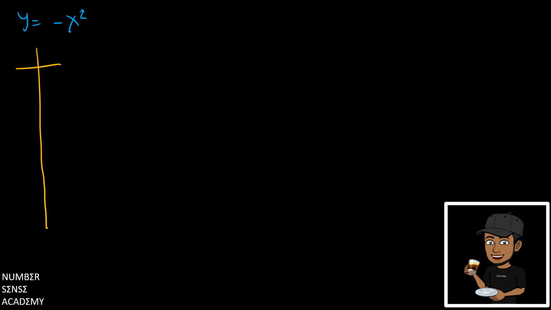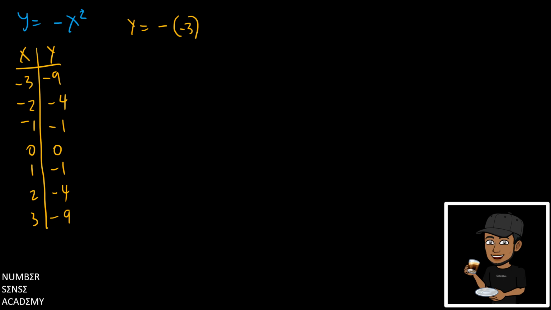So if I have x, y, and I'm going to pick points -3, -2, -1, 0, 1, 2, 3. My y values are going to be -9, -4, -1, 0, -1, -4, -9. The reason why these values are negative is because I'm taking the negative of x squared. So a quick example, y is equal to the negative of -3 squared. Well, -3 squared is 9.